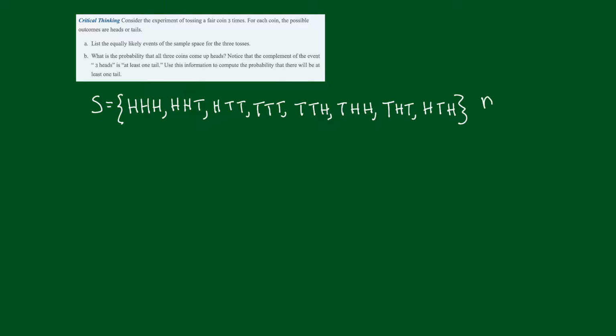They're not asking this, but I'm going to say n for the number of elements in the sample space is 8. There's 8 possible outcomes when you perform this experiment, tossing one coin 3 times.